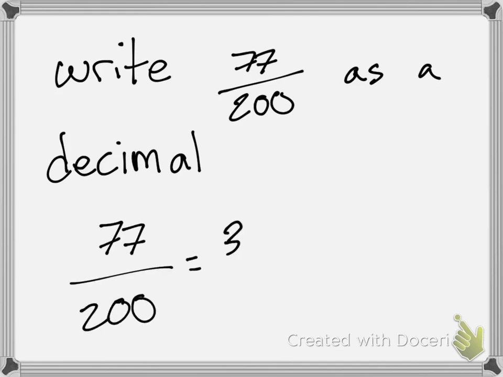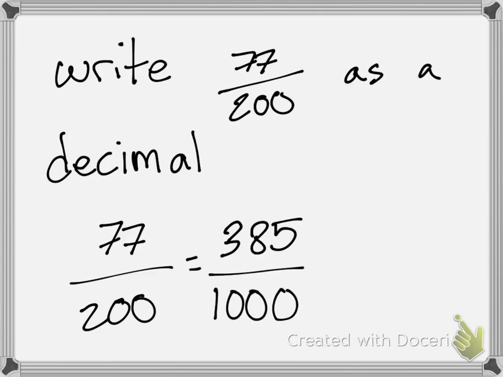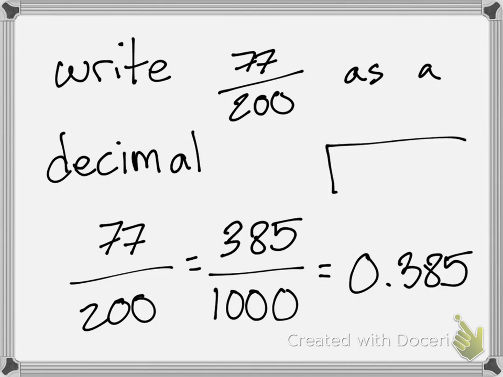So we get 385 over 1,000. That's a great idea to do this. This is wonderful. But now what do we do? And then you have to write it as a decimal. Yes. So it's 0 and 385,000. Yes. Excellent. The other way we can do it, which is less fun, is long division.